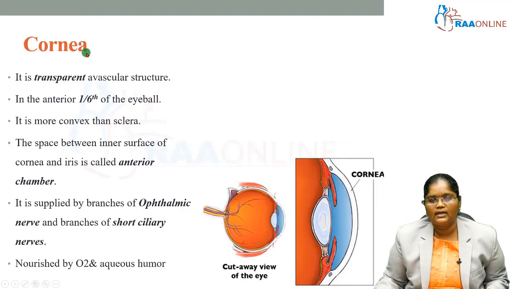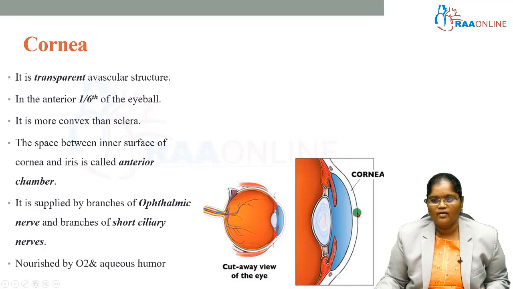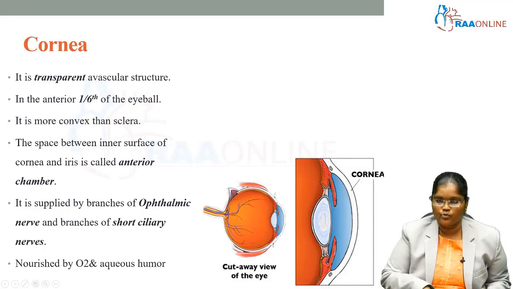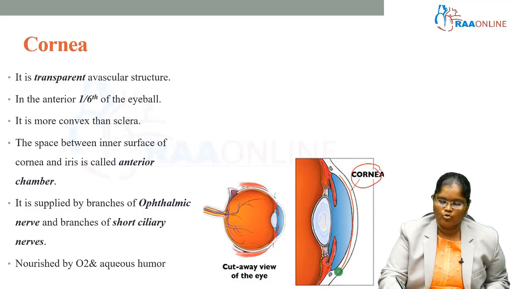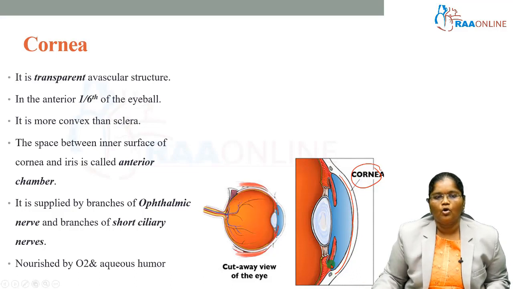Now let's go to the next part of the outer coat, that is the cornea. This is the cornea, which is a transparent structure. It is transparent because it is avascular. It is not supplied by any blood vessels. It occupies the anterior 1/6 of the eyeball. It is more convex than the sclera. Here you can see, the anterior convex portion is the cornea.